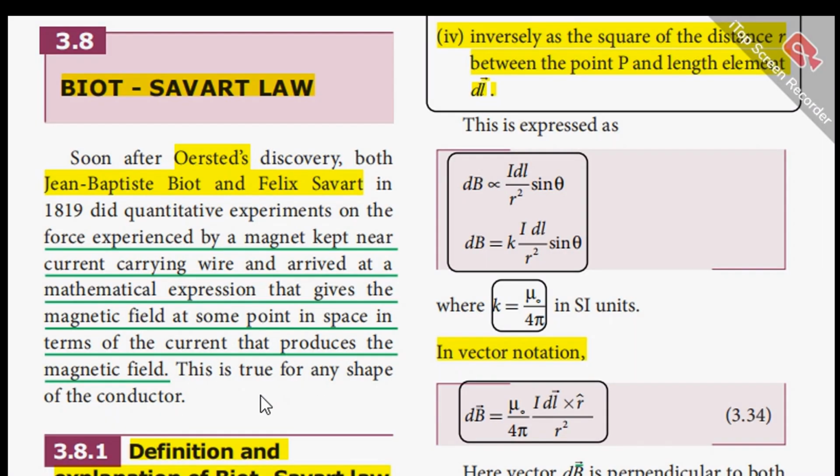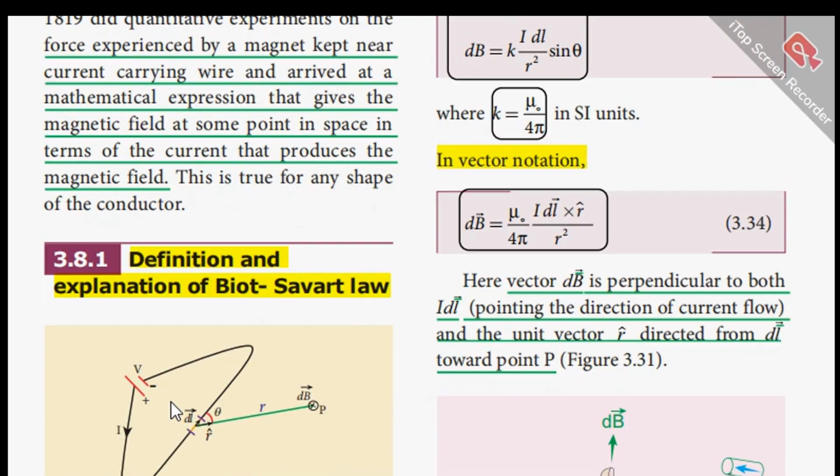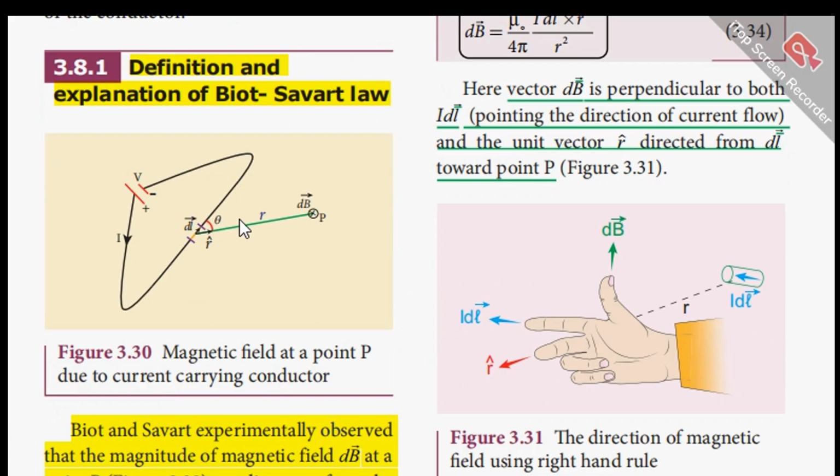This is true for any shape of the conductor. Now we see the definition and explanation of this Biot-Savart law. So this is a current carrying conductor, and we are considering a small element dl, and a point P is considered at a distance r from this current element. And this radius vector makes an angle theta with the conductor.